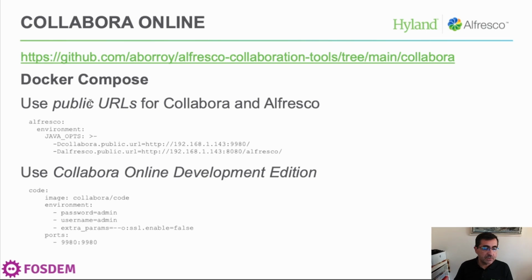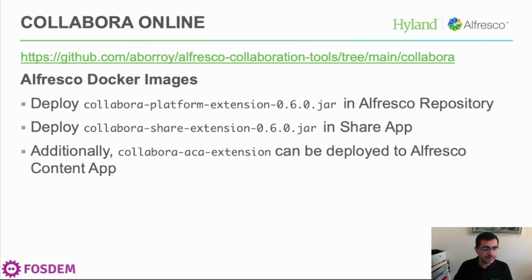The first one is that you need to add your public URLs for Collabora and Alfresco. In this Alfresco setting, I'm using my local IP, but you need to add yours. And then we are using the Collabora Online Development Edition. We are using this image with no SSL, and we are exposing that by using port 9980. So these are the main characteristics of the Docker Compose. Just remember to add your own IP.